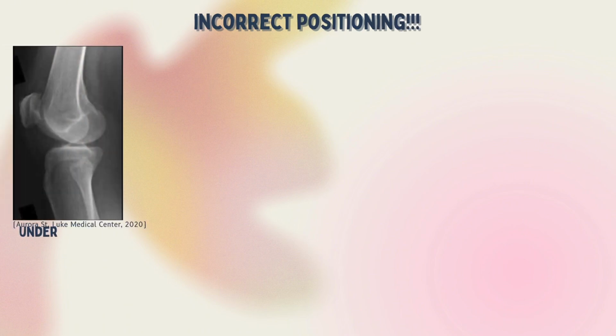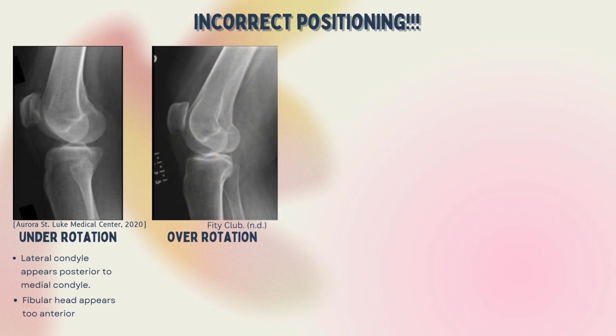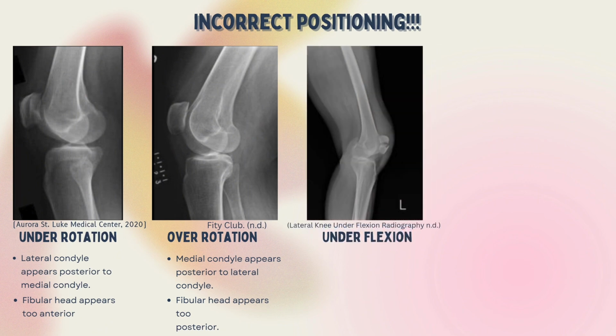Now, let us look at the radiograph of lateral knee that shows incorrect positioning. Firstly, this radiograph of the lateral knee shows the knee is under rotated. This is because the lateral condyle appears posterior to the medial condyle, and the fibular head appears too anterior. The second radiograph of this lateral knee shows the knee is over rotated. I say so because the medial epicondyle appears to be more posterior to the lateral condyle, and the fibular head appears too posterior. The third radiograph shows the knee is underflexed.